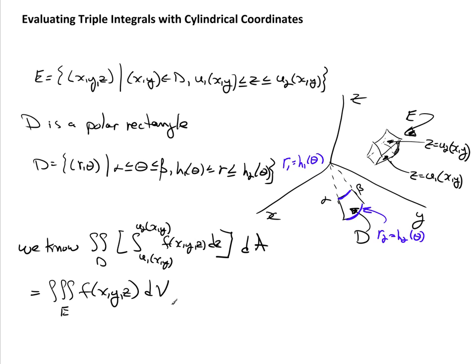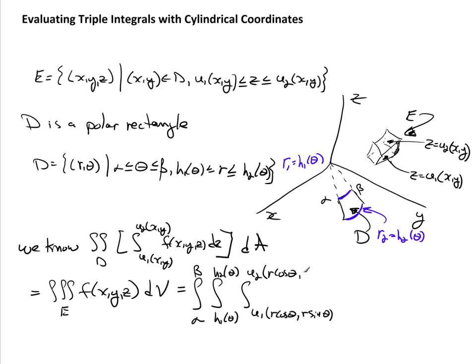So this triple integral I can write as the integral from alpha to beta, h1 of theta to h2 of theta, u1 of xy, but x is going to be r cosine theta, y is r sine theta, to u2 of xy, which again is going to be r cosine theta, r sine theta, of f of r cosine theta, r sine theta, z, times r dz dr d theta.